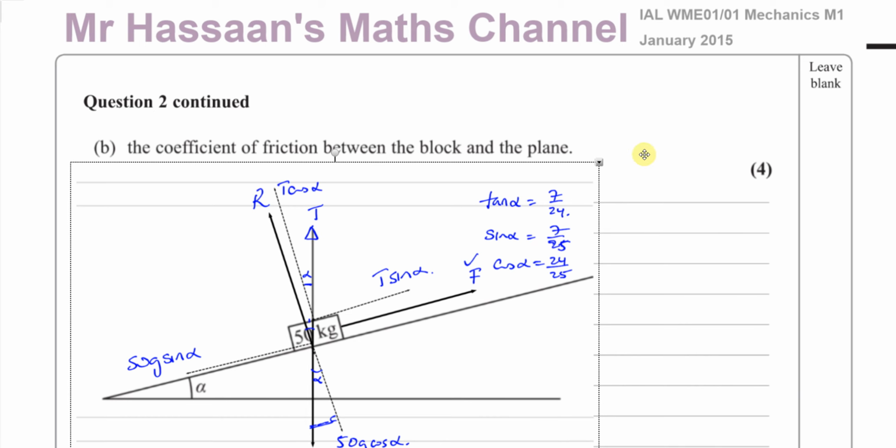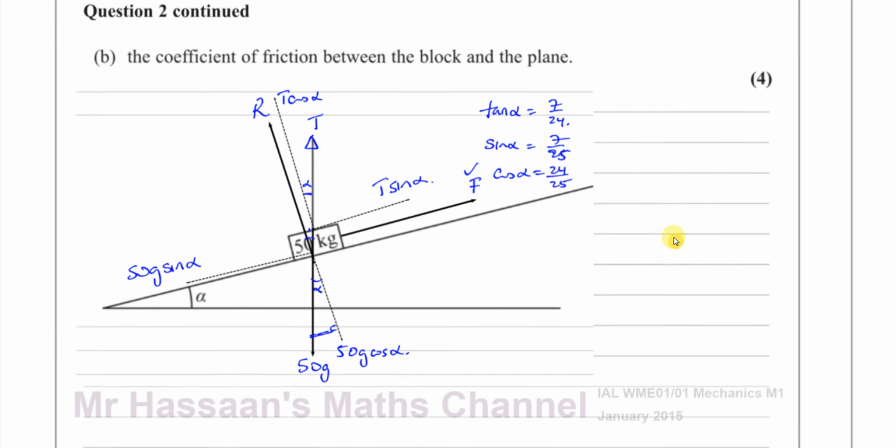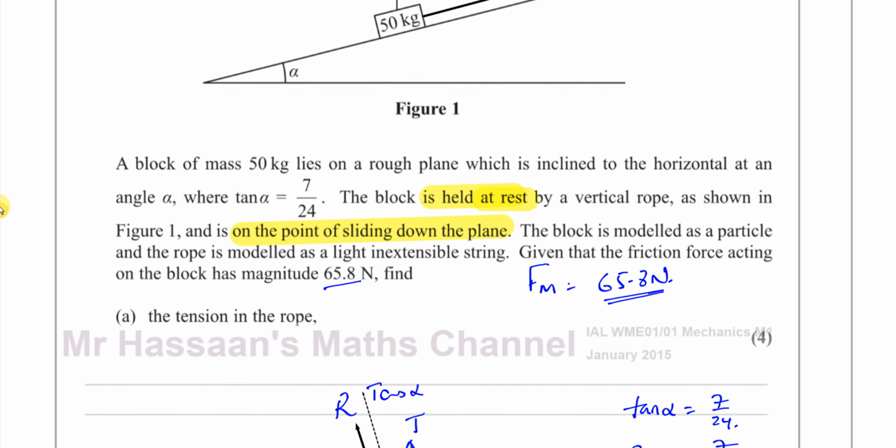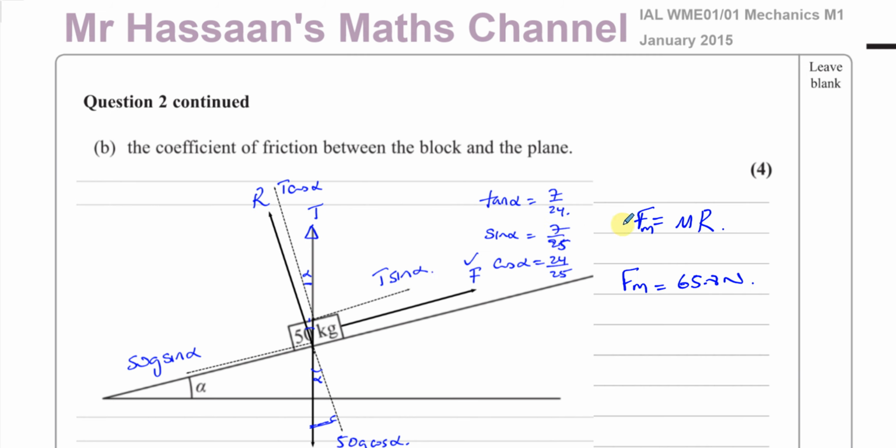Question part B says find the coefficient of friction between the block and the plane. As I mentioned, we now need to resolve the forces perpendicular to the plane, because we know that the friction, or the maximum friction, is given by mu times R. So we want to find what mu is. Now we know F max already. They gave it to us in the question: 65.8 newtons. And we also know, or we can find, what R is.